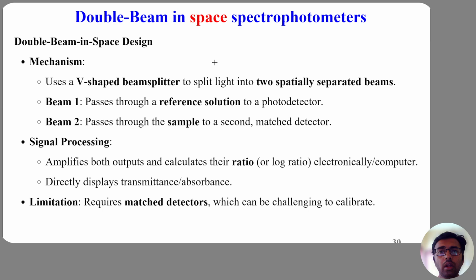However, a severe limitation appears. The system requires perfectly matched detectors. Both detectors must have identical quantum efficiency, identical noise characteristics, identical aging behavior. In reality, manufacturing two perfectly identical detectors is nearly impossible. Even if matched initially, they drift differently over time. Calibration becomes difficult, long-term accuracy suffers.